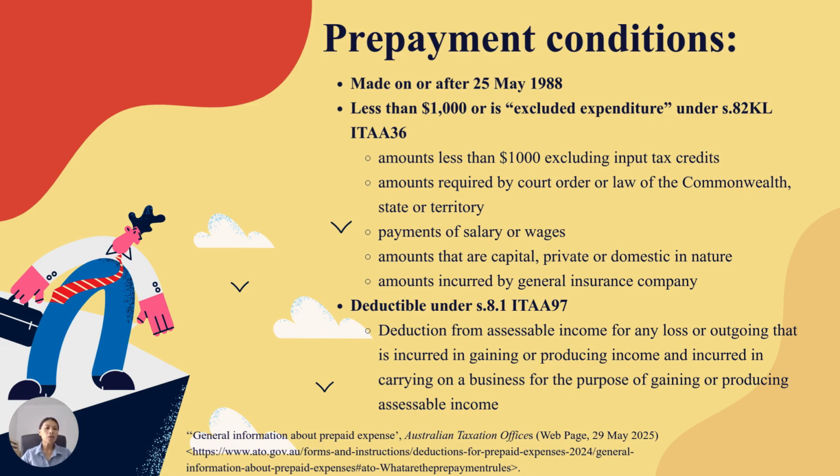What are the prepayment conditions? Under Section 82KL of the Income Tax Assessment Act 1936, excluded expenditure includes amounts less than $1,000, amounts required by court order or law, payments of salary or wages, amounts that are capital, private or domestic in nature, or amounts incurred by a general insurance company in relation to issuing or renewing a policy.